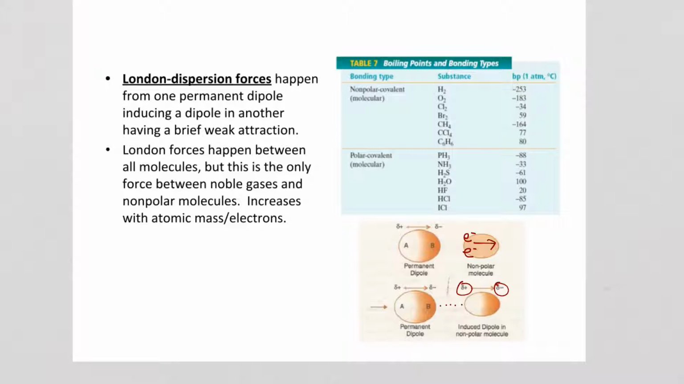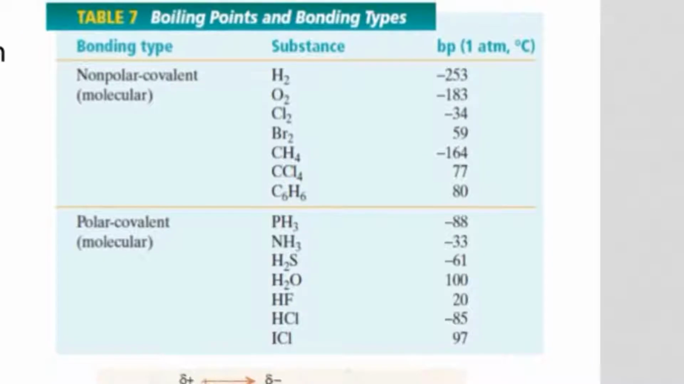This does get larger with increased atomic mass. So if we take a look at this, all of these are nonpolar up at the top, and we can see that H2, the lightest, has the lowest. Oxygen, higher. Chlorine, much heavier, higher. Bromine, right below chlorine, is still much higher. Even though these are all nonpolar, the increased mass, the number of electrons, means that there's going to be more of these partial induced dipoles, which is going to increase the attractive force.